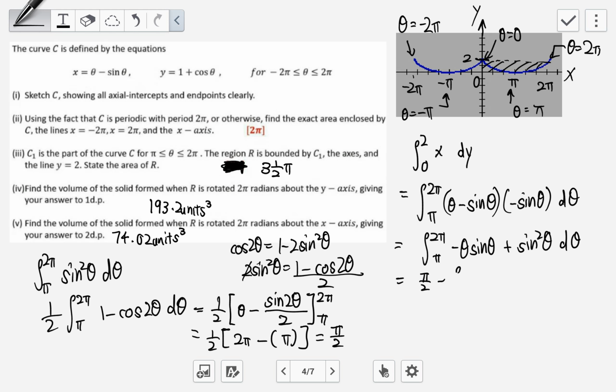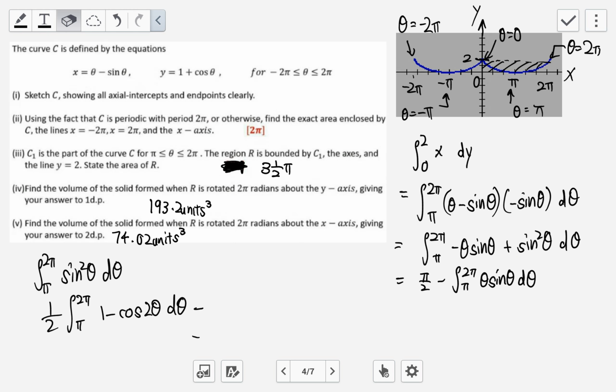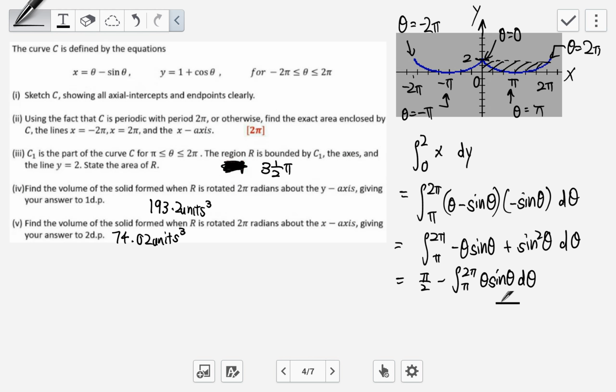I'm now left with this part, 2 pi to pi, theta sine theta. This negative sign I have brought in front. This pi over 2 is just this integration. Now I just need to integrate this part. I'll erase. I would just like to tackle integration part by part. I don't like to write long stretches of workings. It's very easy to make mistakes when you do long stretches of workings. So here I'll just integrate this part.